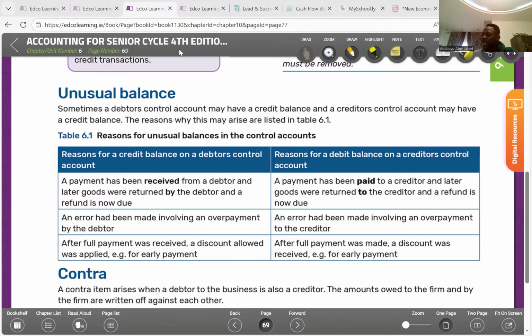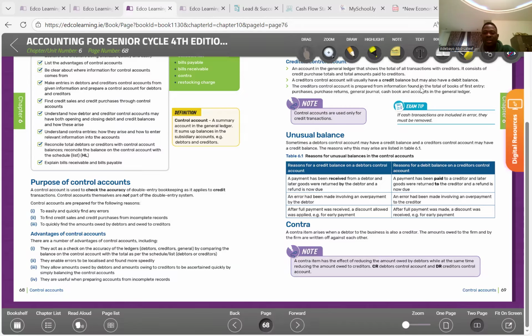And the last one, after full payment was made, a discount was received for early payment. So now you have made a full payment, but your creditor is giving you a discount because you are paying the invoice earlier. So that means your creditor should return a certain amount of money to you. So these are the reasons why we could have a debit balance on the creditor's control account or a debit balance on the purchases ledger control account. Is it clear? Any question about that? And the last one is contra entry before the practical. So the last note is on contra entry.